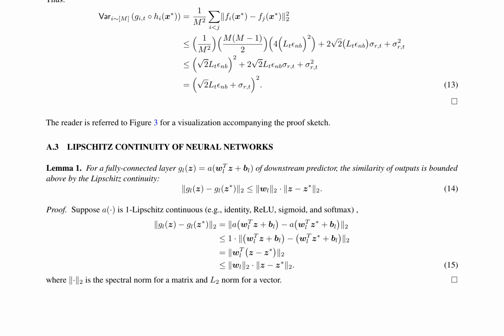The proof of the lemma involves applying the triangle inequality and the fact that the activation function a is one-Lipschitz continuous. The final result, ||g_L(z) - g_L(z*)||_2 is less than or equal to ||W_L||_2 ||z - z*||_2, demonstrates the Lipschitz continuity of the neural network layer. Overall, this section of the paper provides a detailed proof of Theorem 2 and a lemma on the Lipschitz continuity of neural networks. These results contribute to the paper's main argument and are essential for understanding the properties and behaviors of the neural networks under consideration.